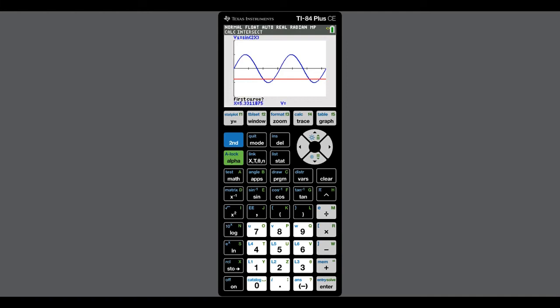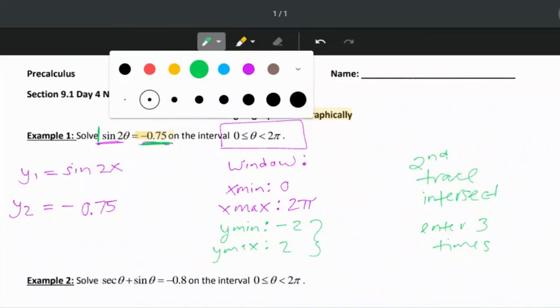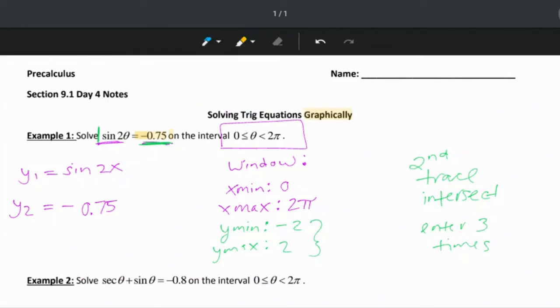Again, use your cursor, move it over closest to the one you want. Press enter 3 times. We get 5.86. All right, so we could write those 4 answers down, and then we'll be done with the problem. Let's just write down our final answers for example 1.